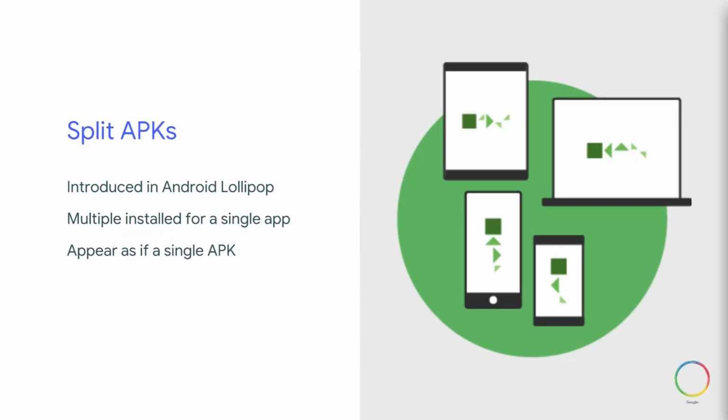Back in Android Lollipop, we added a feature to the Android platform called Split APKs. Split APKs allow multiple APKs to be installed on a device and behave as if they were part of a single app. These split APKs can be installed in different combinations on different devices and can be installed in one go up front or one by one over time.